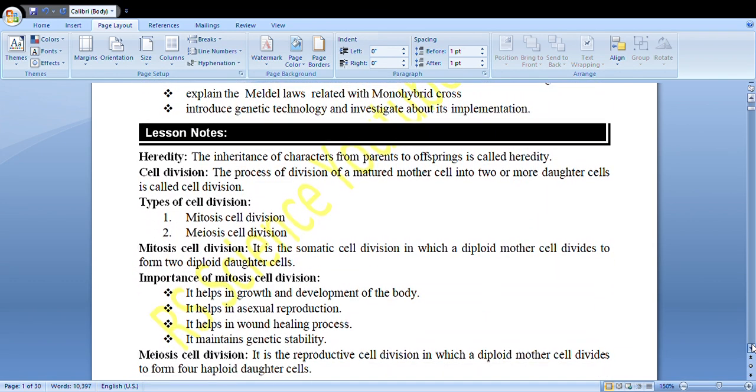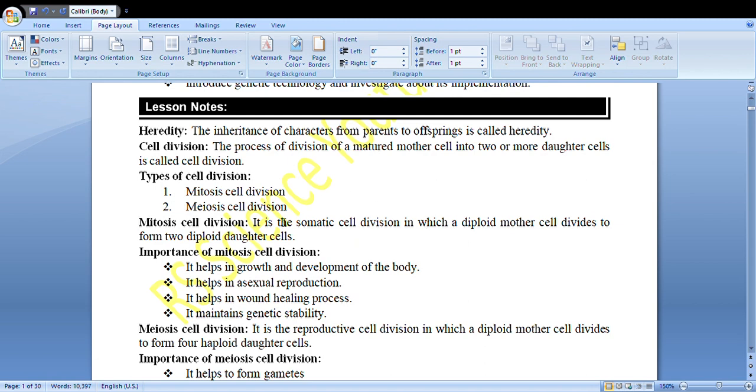So we have here some important lesson notes. Heredity. The inheritance of character from parents to offspring is called heredity. Cell division. The process of division of a mature mother cell into two or more daughter cells is called cell division. Types of cell division: mitosis cell division and meiosis cell division.